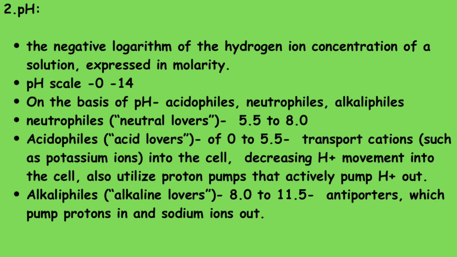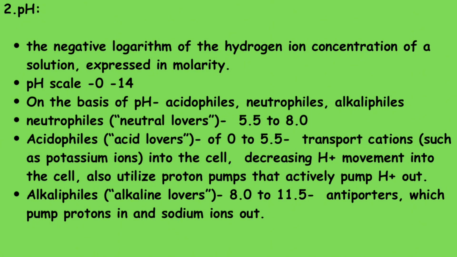Now, most of the cells prefer a pH that is similar to their internal environment, with their cytoplasm having a pH of 7.2. So, most of the microbes are neutrophiles. That means they are neutral lovers. Their pH is in the range of 5.5 to 8. Then there are acidophiles, that is acid lovers. Their pH range is 0 to 5.5.